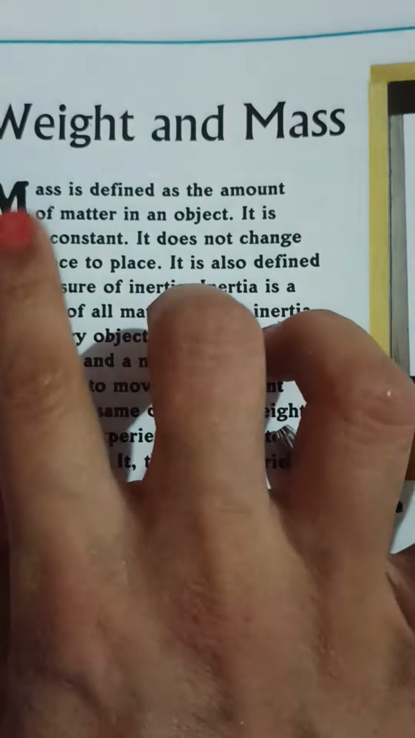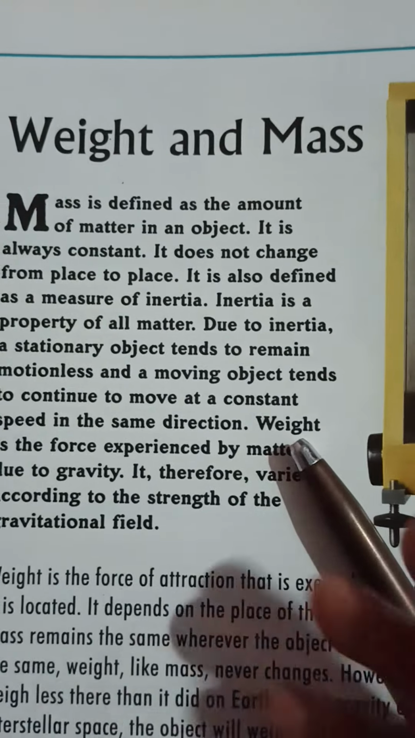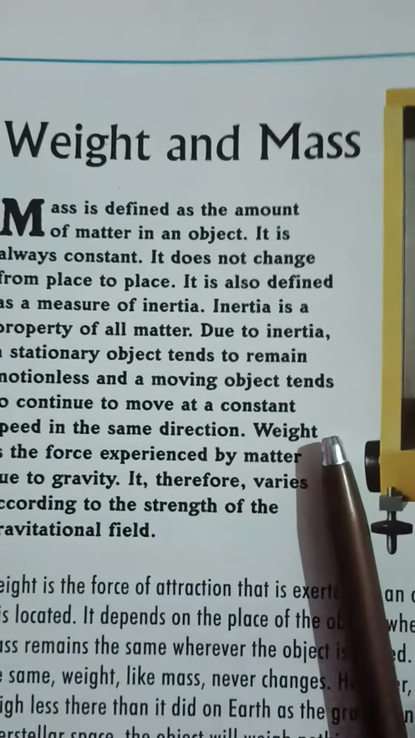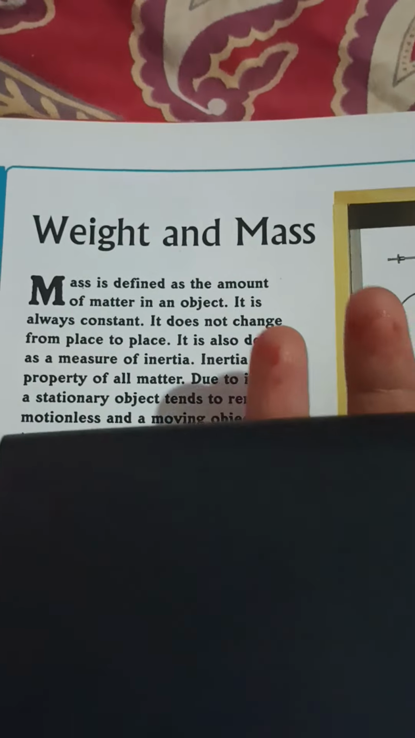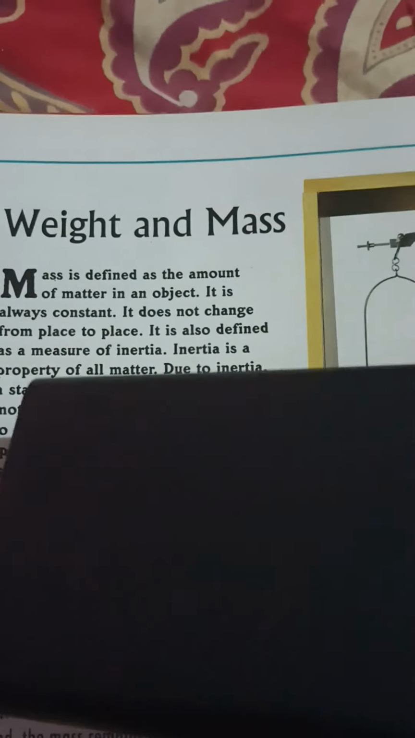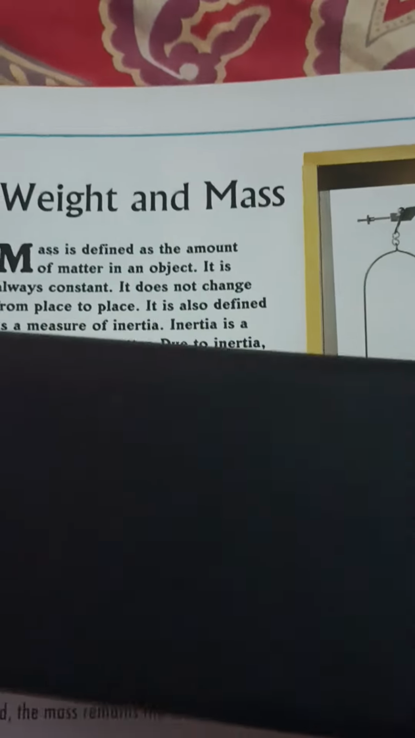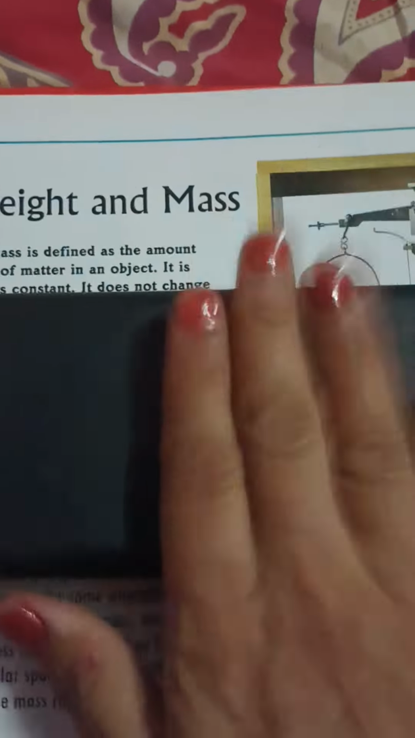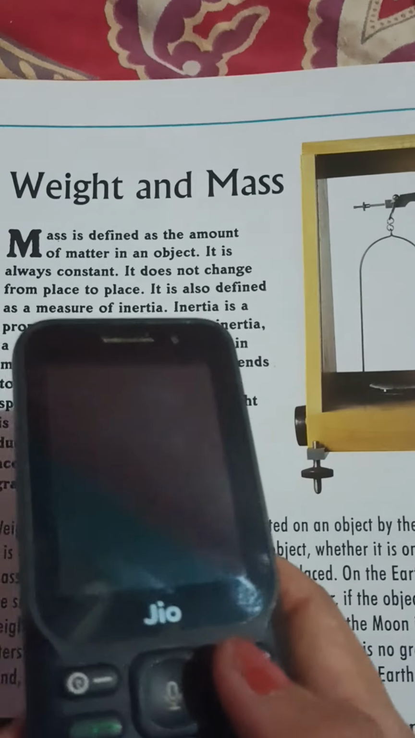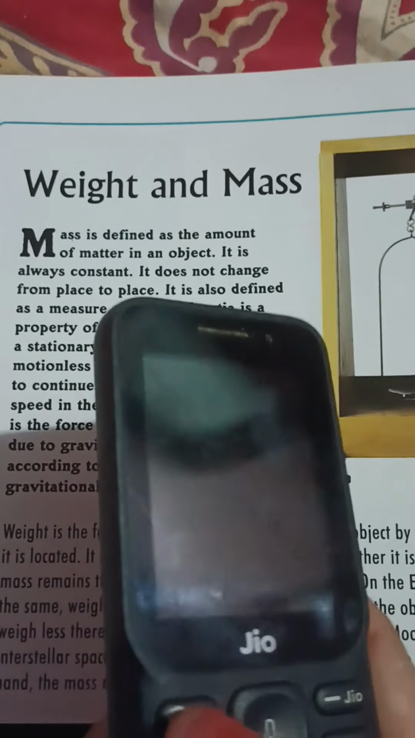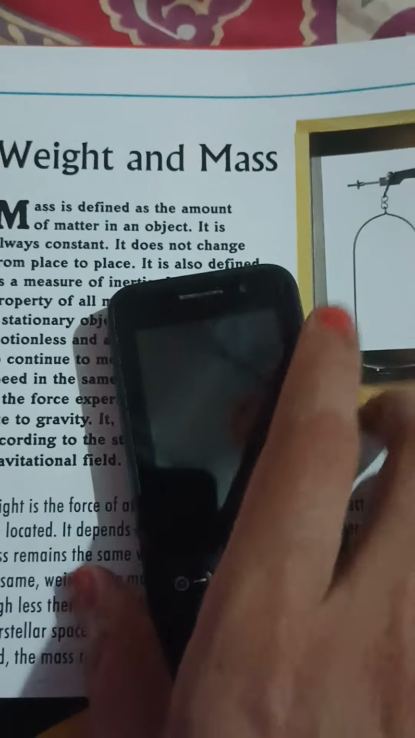यहाँ पे बताया जा रहा है कि ये जो मास है इसको परिभाषित किया जा रहा है कि what is the amount. For example, if I talk about this power bank, it has some weight. How much quantity, how much amount this power bank has contained in itself is called the mass of this power bank. If I talk about this cell phone, it has its own mass, it has its own amount, so that is called mass of this cell phone.